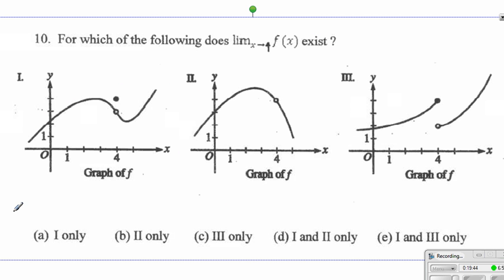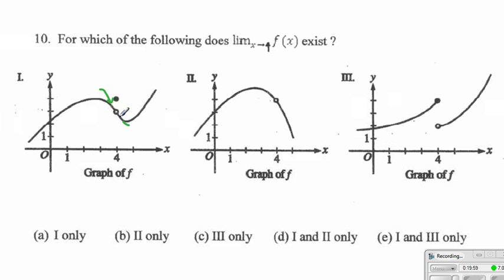Number 10. For which of the following does the limit as x approaches 4 exist? That means in order for this to happen, the left limit and the right limit have to be equal to each other, meaning they have to approach the same value. Here they are approaching this particular value, and so is this one. They're approaching the same value, so this one is okay.